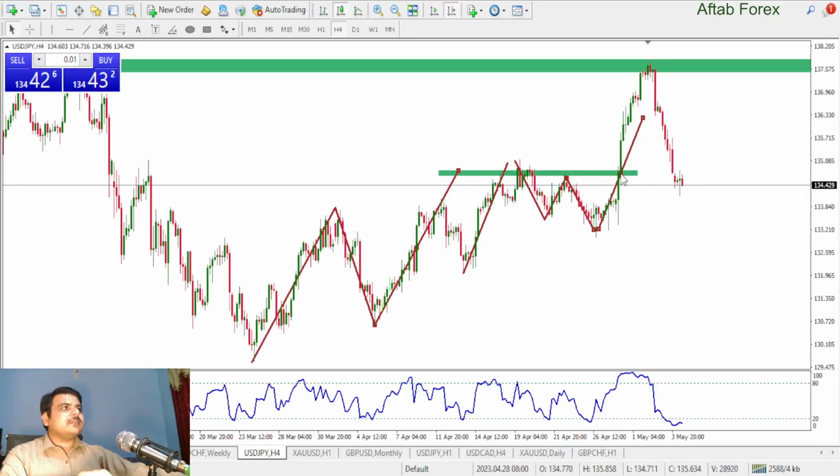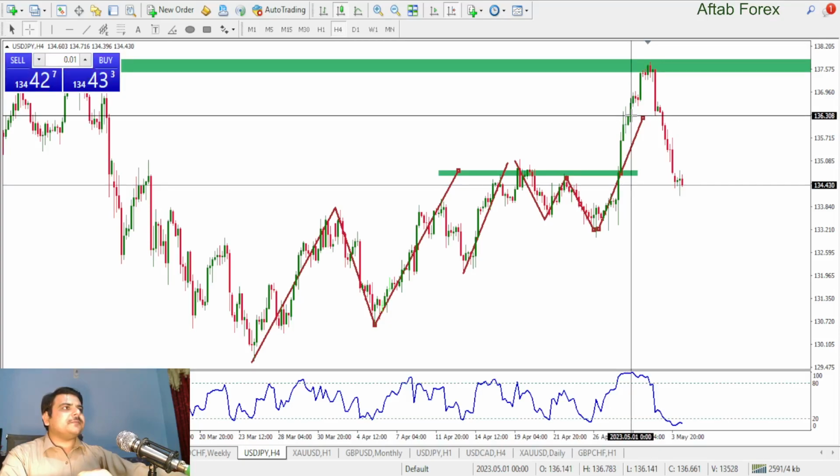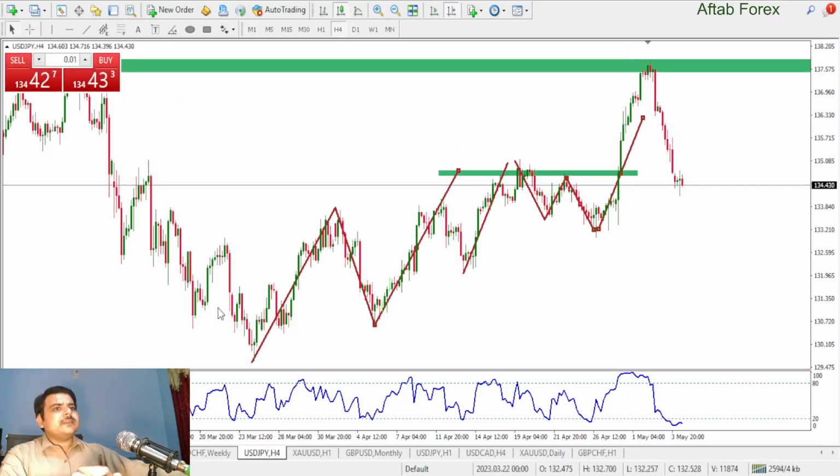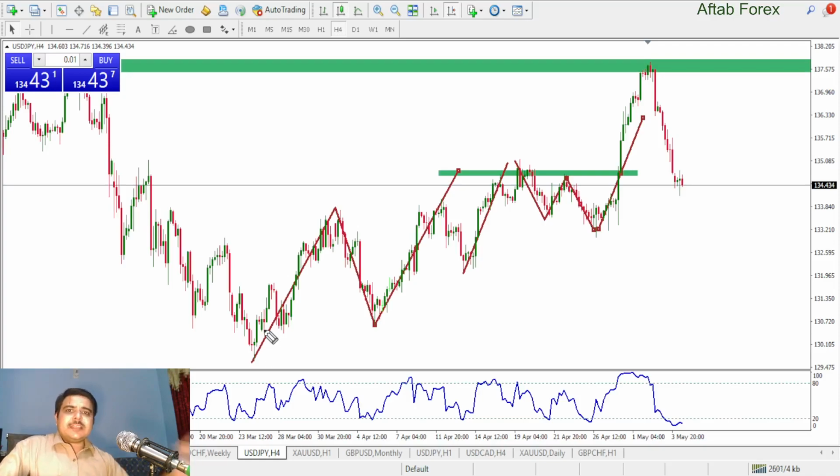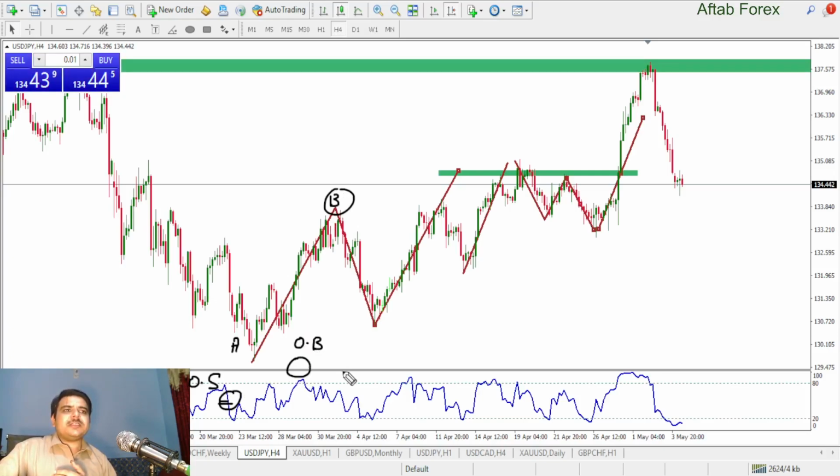A completion right here. So now let's see. The initial trend all the way started from point A, right? And obviously this is point B. How do I know this is an impulsive wave? See the RSI. Oversold. OS. And right here see the RSI. Overbought. OB. It was confirmed that this is an impulsive wave.